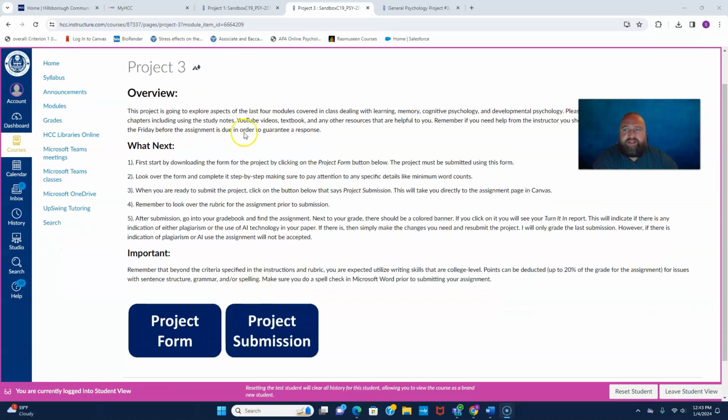So just like with every other project, set up the exact same way. There's the project form that you're going to have to download, and then you're going to submit it. There is still up to a 20% penalty for problems with grammar, spelling, typos, things like that.